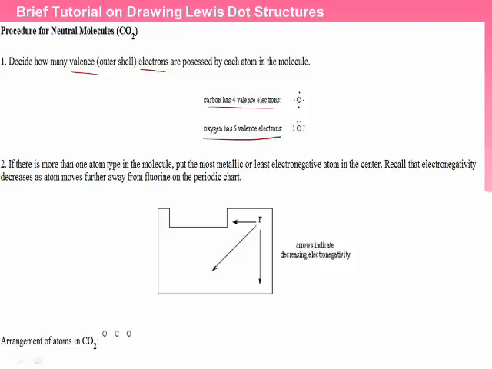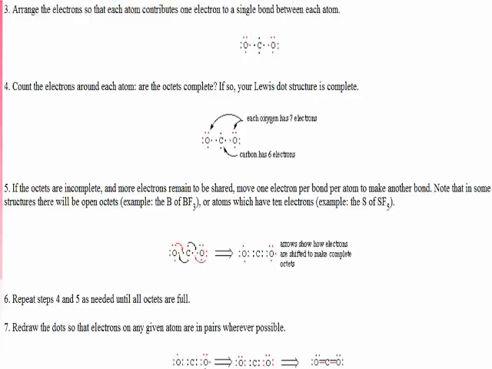If there's more than one type of atom in the molecule, put the most metallic or least electronegative in the center. So that would be carbon. So here we have carbon. It's the least electronegative, and it's more metallic than oxygen because it's more to the left. So now we're going to arrange the electrons so each atom contributes 1 electron to a single bond between each of them. So here we've arranged it so they each contribute 1 single bond.